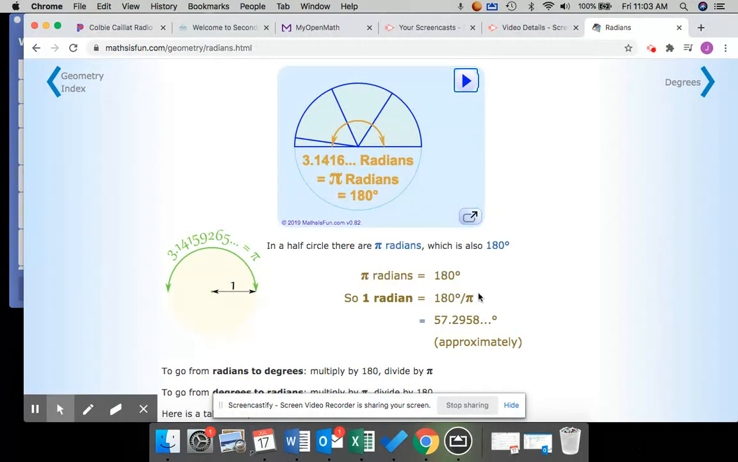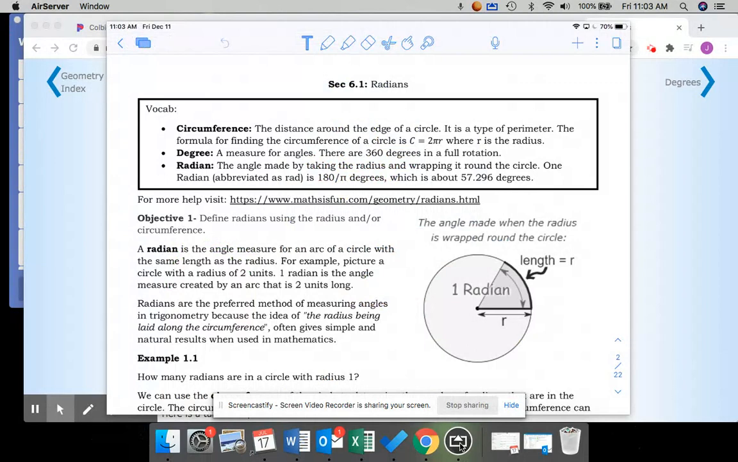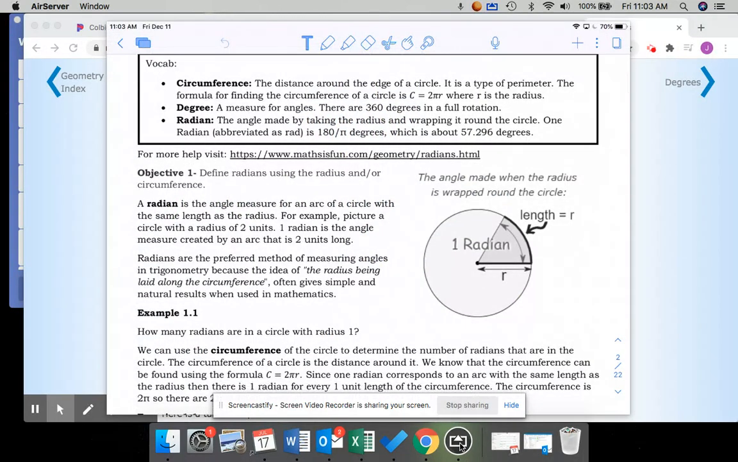So I'm going to go ahead and go back to the note packet now, because right here, that's really important. We're going to go ahead and write that down. So we go back over to the note packet here. Once again, you see that same illustration. Here's that radius right there, and that same distance, radian.